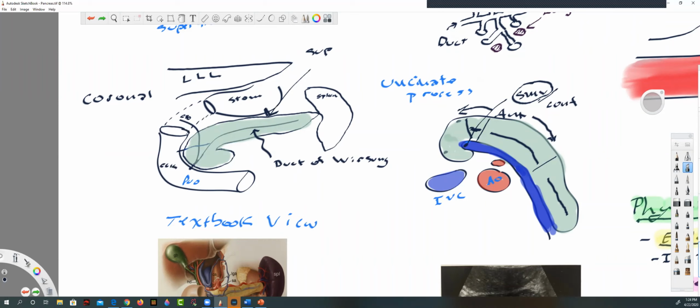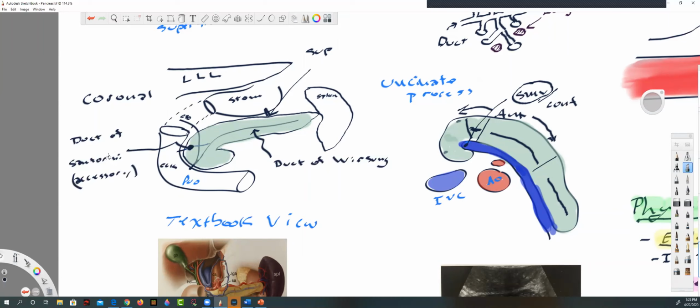CCK is released, and that relaxes the sphincter of Oddi, and common bile duct bile and pancreatic juice come down through here. There is an accessory duct that does not attach to the common bile duct at all. It's simply pancreatic. This is the duct of Santorini. The duct of Santorini is the accessory duct, not the main duct.